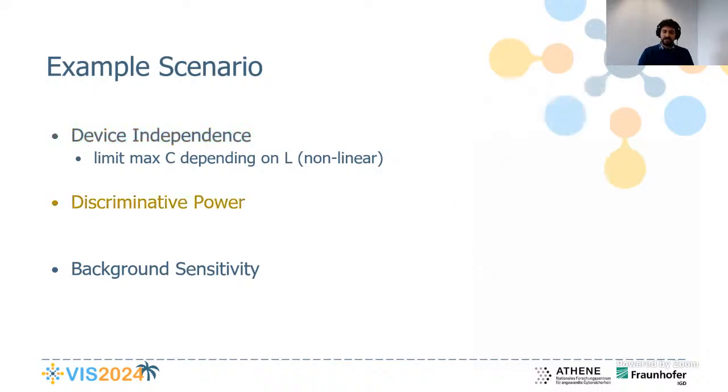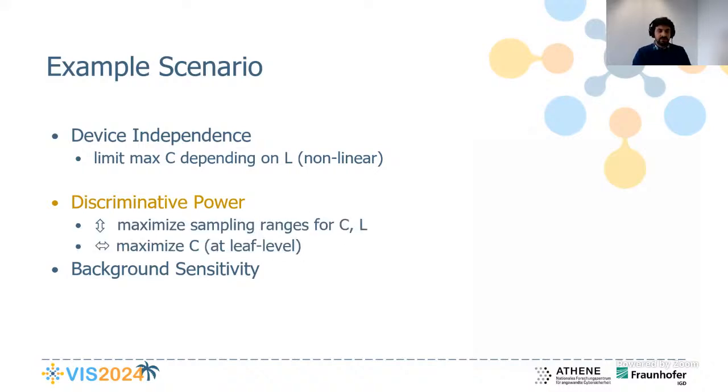Next, the discriminative power is probably the most prevalent design rule of them all. It basically states that we should sample colors that are perceptually as far apart as possible so that we can easily discriminate between them. To easily improve our discriminative power for the vertical dimension, we just need to maximize our sampling ranges for chroma and luminance. And for the horizontal dimension, we should use the maximum chroma possible for a given hierarchy level, because this increases the radius of the circle from which we sample the colors.